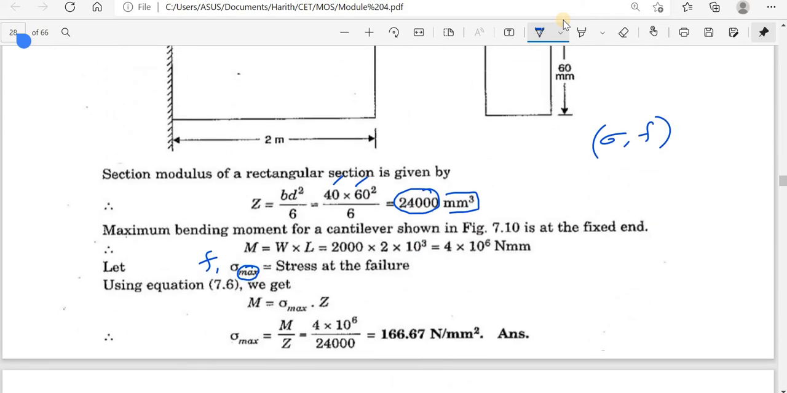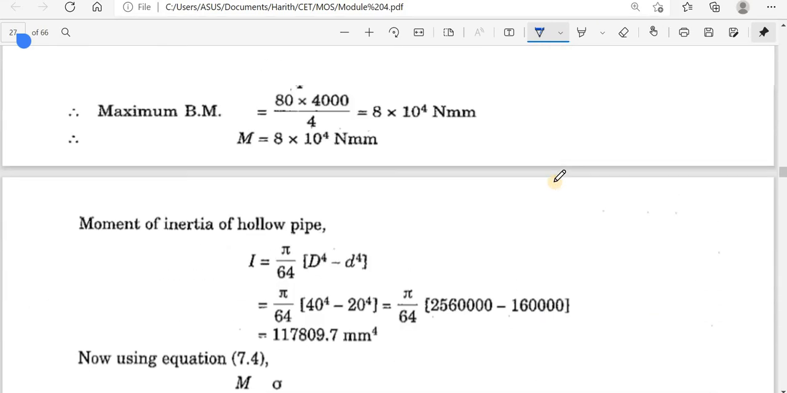So F max is equal to, here I substitute Z, then M I have got as 4 kilonewton meter. So I can convert it into Newton millimeter. I am converting: 4 into 1000 into millimeter, that is again 1000, so it is 10 raised to 6. By substituting, I can find out my maximum stress, or the bending stress, which will be 166.67 Newton per mm square. So from the simple equation only we have done this. Okay, let us look into another problem.